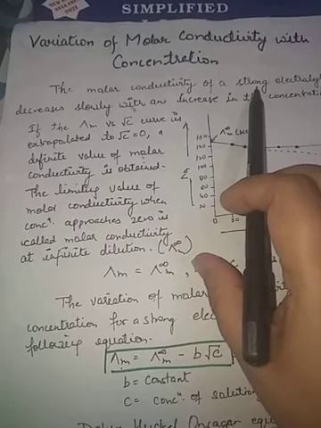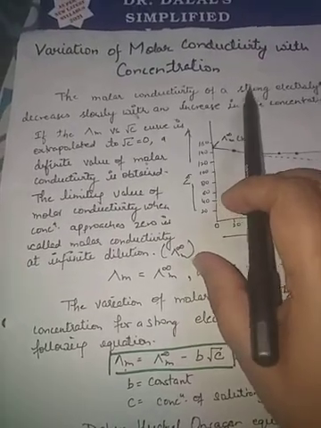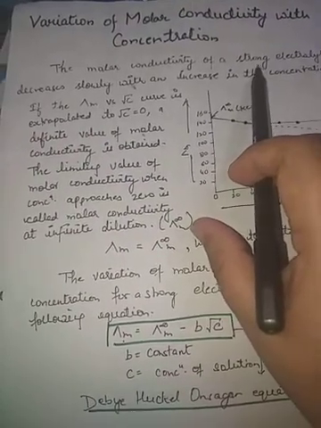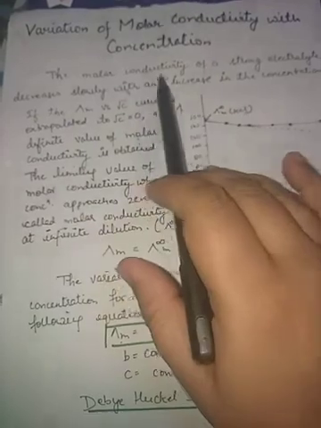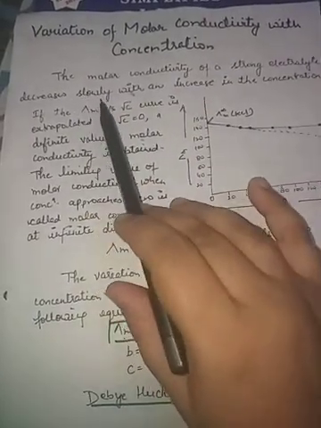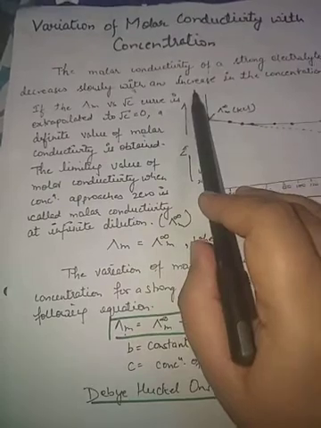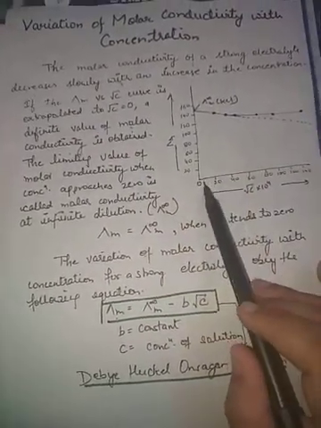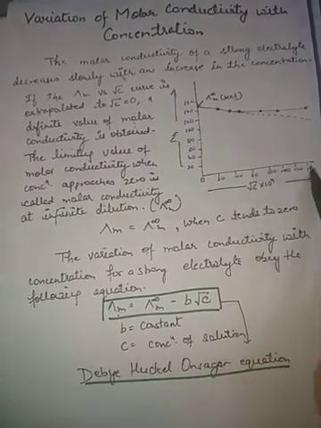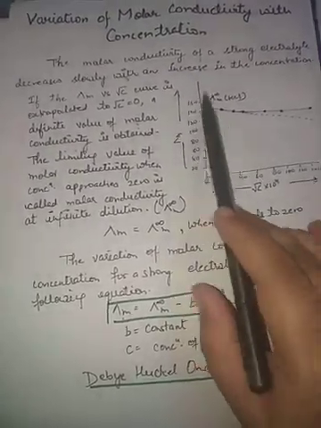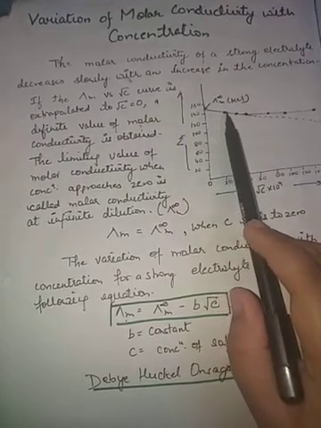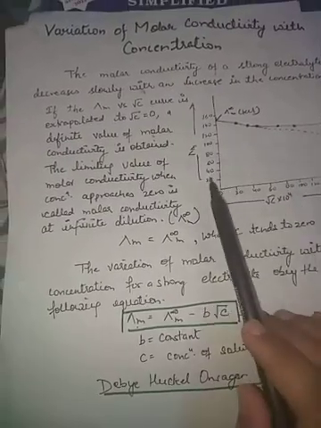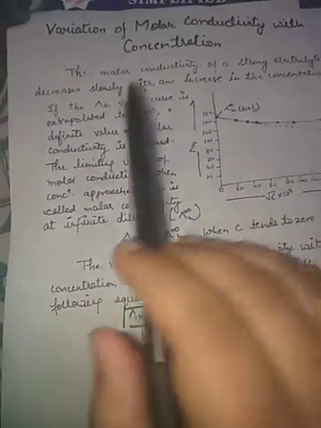We know that strong electrolytes can ionize easily, like KCl, NaCl, all these are strong electrolytes, and they will ionize very easily. The molar conductivity of a strong electrolyte decreases slowly with an increase in concentration. This we can see in the graph also. See, as the concentration is increasing, the molar conductivity is decreasing slowly like this. With the increase in concentration, molar conductivity decreases.